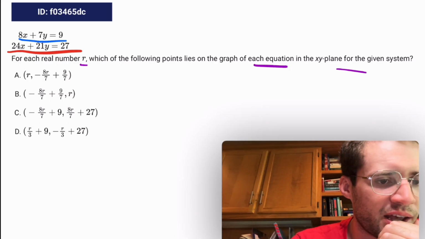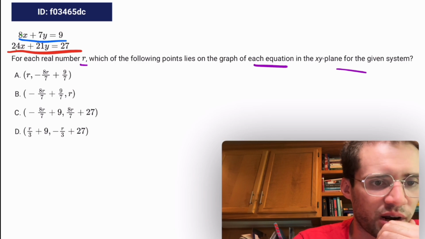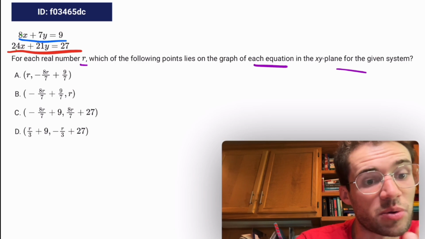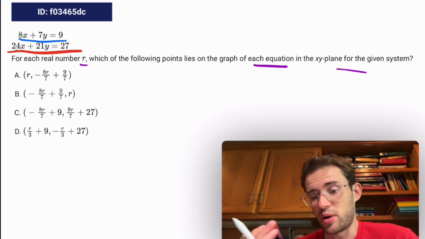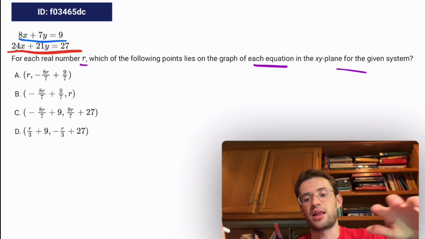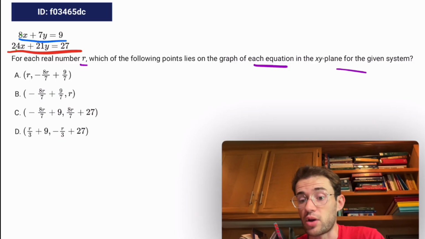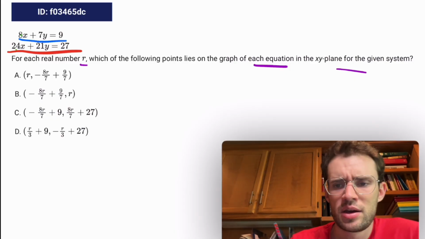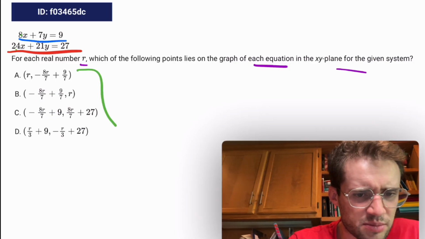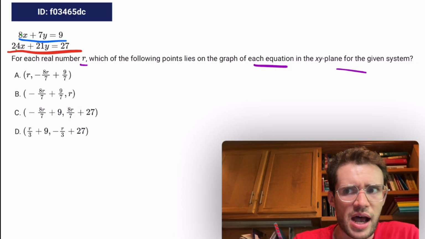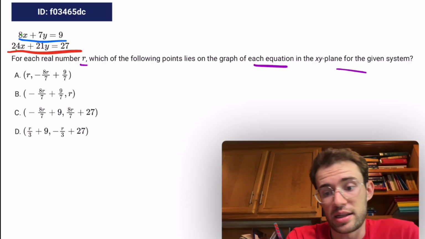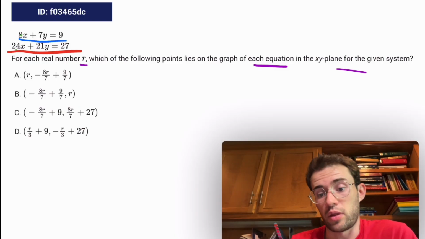If you multiply 8x by 3, you get 24x. 7y times 3 is 21y, and 9 times 3 is 27. So these are the same equation, just multiplying the left and the right side by 3, but if you graph them, they will appear exactly the same. They're the same line. So essentially, they're asking which of these points that use r and the x and y value would be on, you could say, one of these lines, because if it's on one of the lines, it's on both of them.